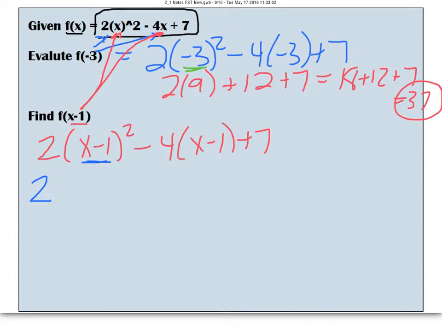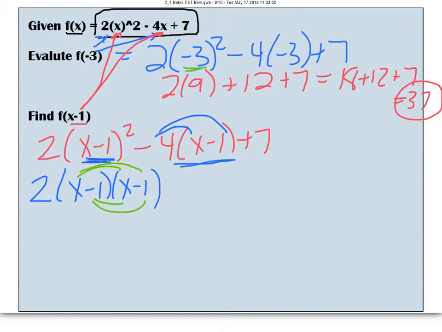And be careful what it means. I'm going to keep the 2 there. This means repeat that twice. So it means I have to multiply that, which therefore means I'm going to have to do my distribution. Okay. Going forward, let's look at this. I'm going to distribute the negative 4 to both pieces. So negative 4 times x is negative 4x. Negative 4 times negative 1 is plus 4, and then plus 7.